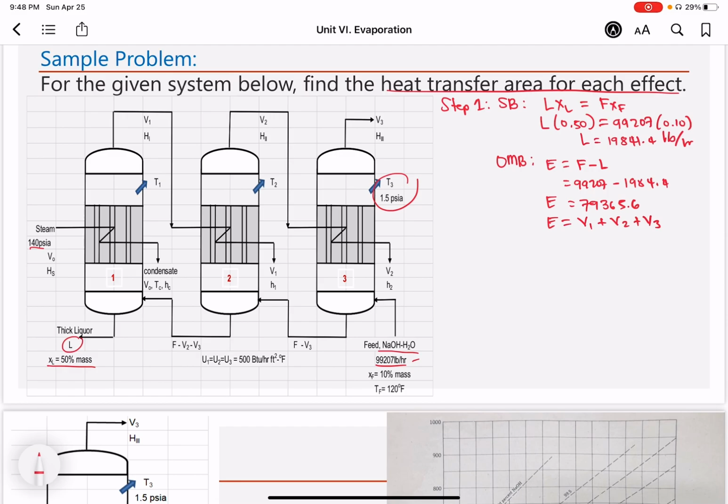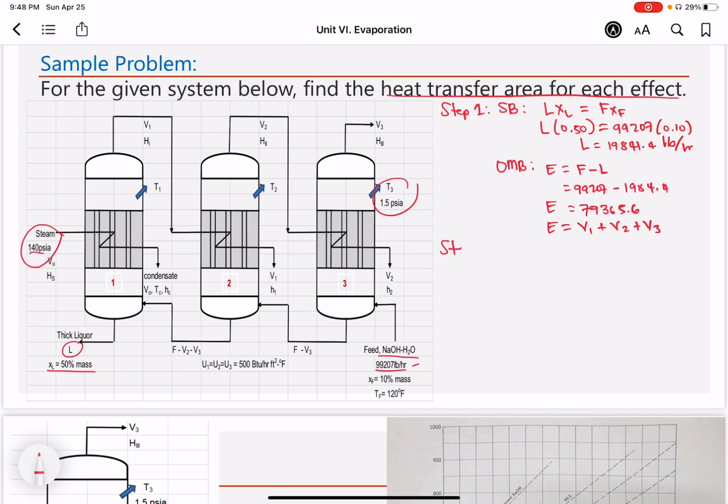Okay, step 2. We know that you are given 140 psia for the steam. I'd rather get T0 and T sub 3, since I'm given T3 and T0, the vapor pressure of the steam and the final vapor pressure at the third effect. So sorry for that. It's step 2. At 140 psia for the steam, I could get T sub 0 here. T0 is equivalent, using the steam table, to around 352.974 degrees Fahrenheit.